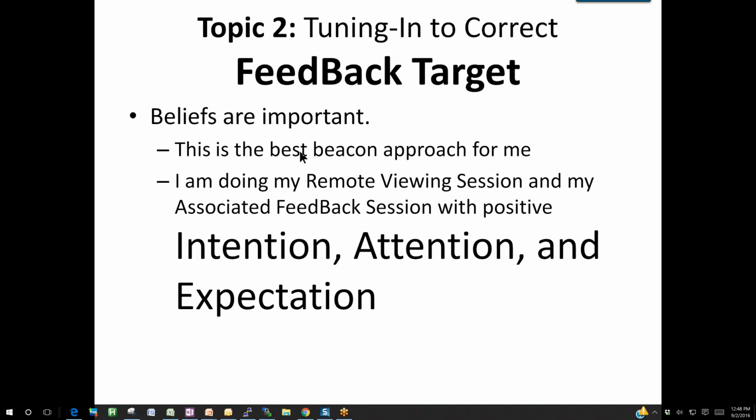Beliefs are very important. Tuning in to the correct feedback target. Take the belief system, and just because I'm saying it isn't going to do it. You have to do this. You have to make this real to both your conscious mind, your intellectual mind, your ego mind, and your subconscious mind, that this is the best beacon approach for me right now.